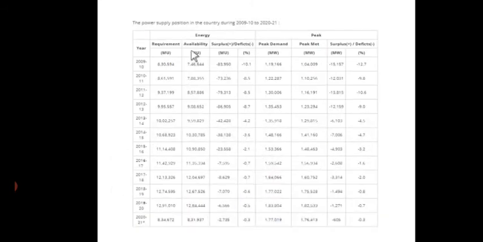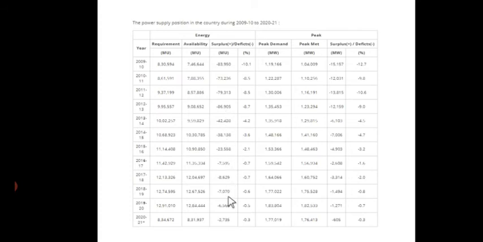This is the data on the power supply position in the country during 2010 to 2021. You can see here the requirement and the availability. In 2009-10, there was a requirement of 8,30,594 mega units, and we produced 7,46,644 mega units. So that is a shortfall of minus 82,950 mega units.